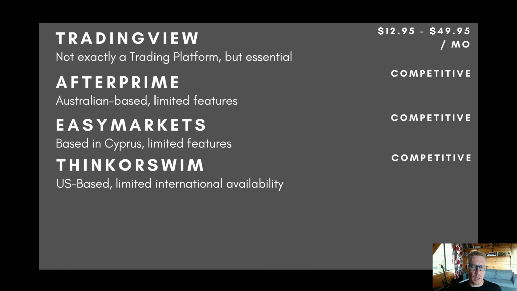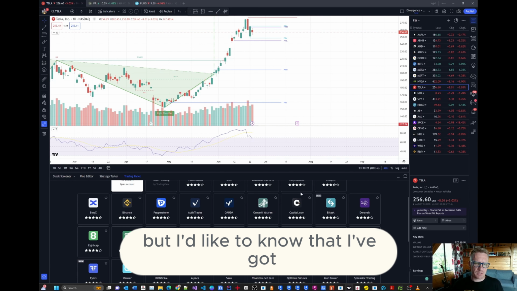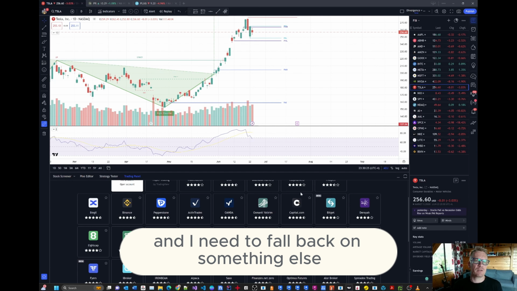Really great brokerage platform. The drawback, of course, is that they don't connect to TradingView, and that pretty much eliminates it from the contestants in this group for me. But overall, a great platform to use as a backup. I prefer to have more than one trading platform that I can use. Some of them I invest more in than the others. I'm buying the same stocks, but I'd like to know that I've got some accounts in other places if something should go wrong and I need to fall back on something else.